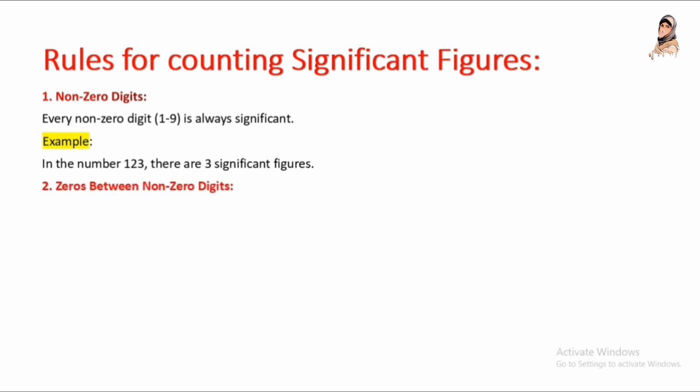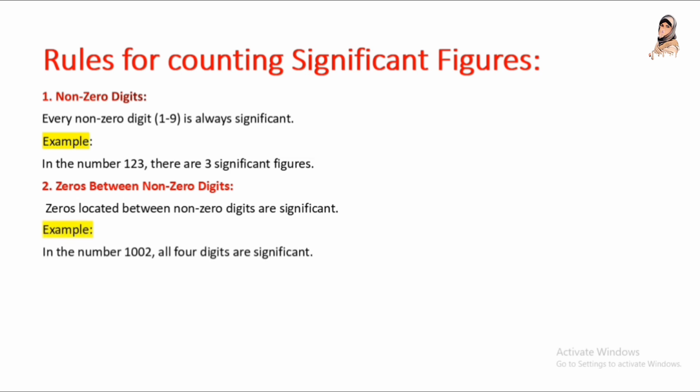Rule number 2, zeros between non-zero digits. If a zero is located between non-zero digits, then the zero is significant. For example, in the number 1002, the 2 zeros are located between the 2 non-zero digits, so here all 4 digits are significant.